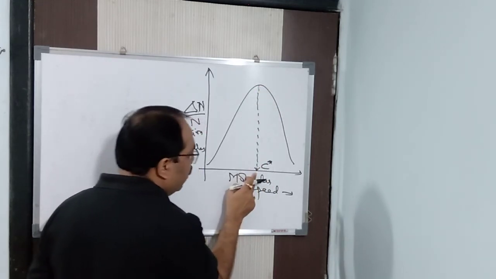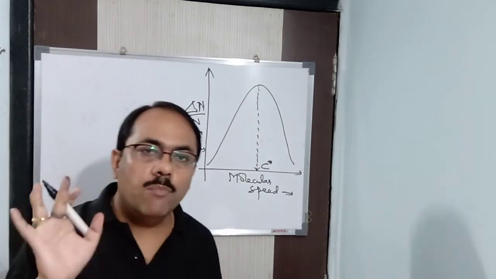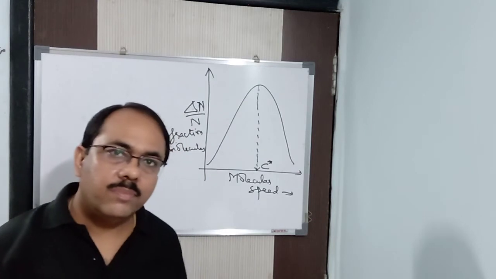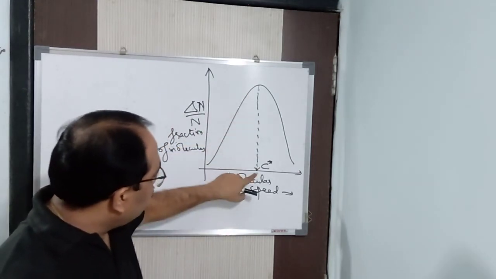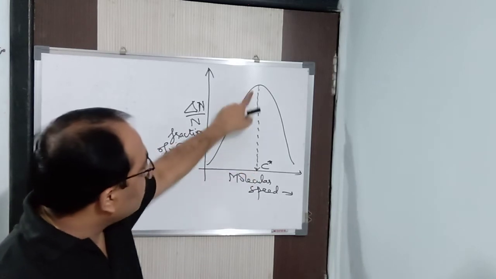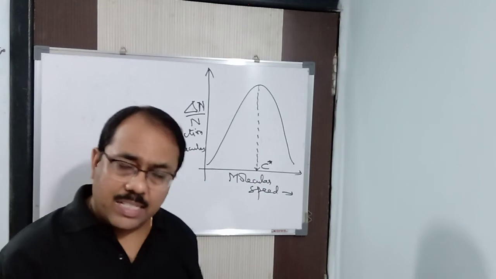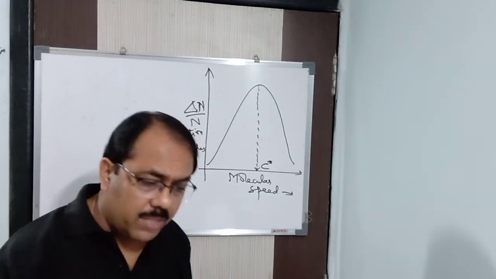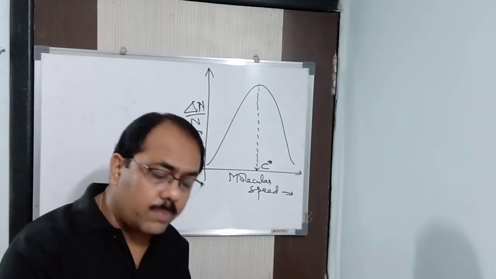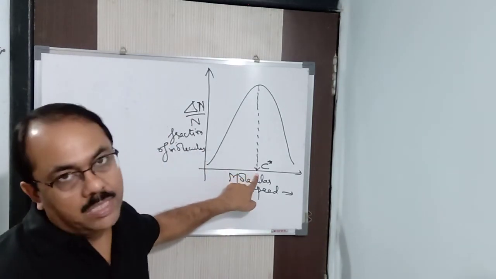So what is this speed known as? This speed, C star, represents the most probable speed. Definitely, because this particular speed is possessed by the maximum fraction of the molecules. In a particular container, some of the molecules will have lower speed, some will have higher speed, but a fraction of molecules will have a particular speed at a particular temperature, and that speed is called the most probable speed.